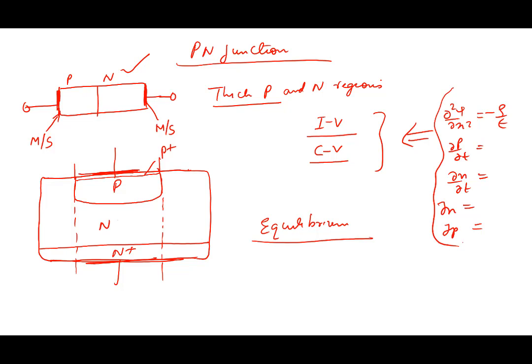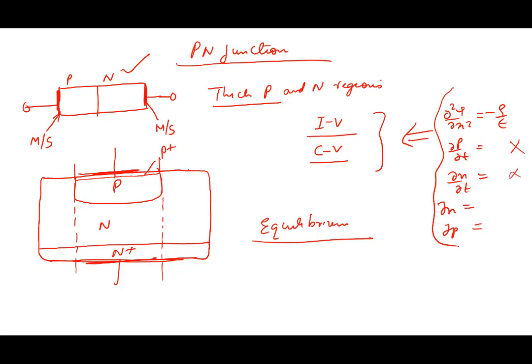Now, in equilibrium, the continuity equation is trivial, in the sense all terms are zero. Del p by del t is 0, currents are 0, generation is 0, recombination is 0. So they don't yield anything. It's a trivial equation with all terms being 0. Similarly, del n by del t also doesn't yield anything.